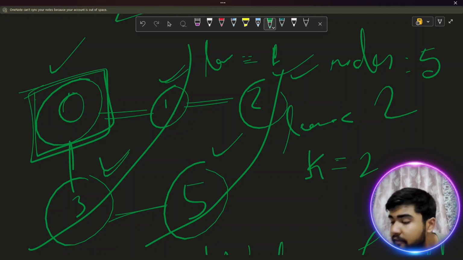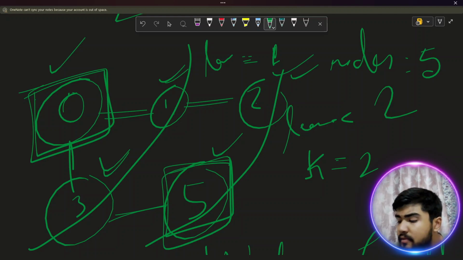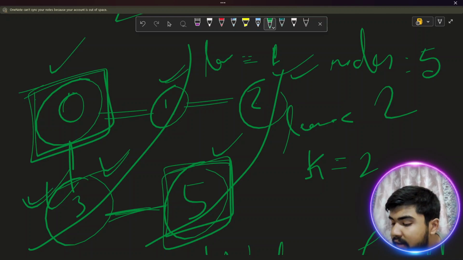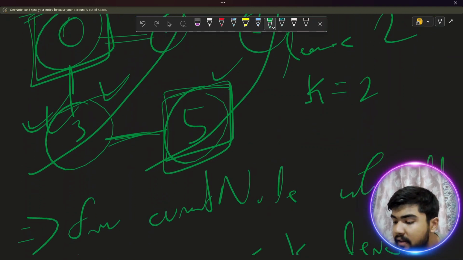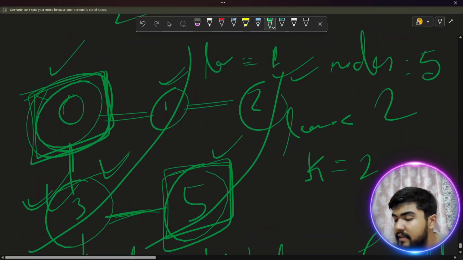But let's consider if I am at node 5. If I am at node 5, how many are at max 2 levels apart? So these three definitely. What is the distance for these three? That is of level 1 distance. Now this guy is at level 2. So this also is valid.